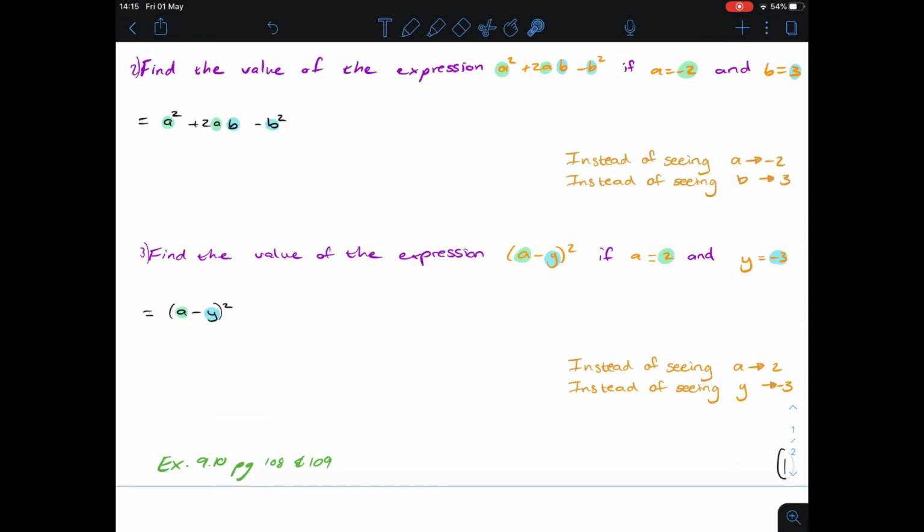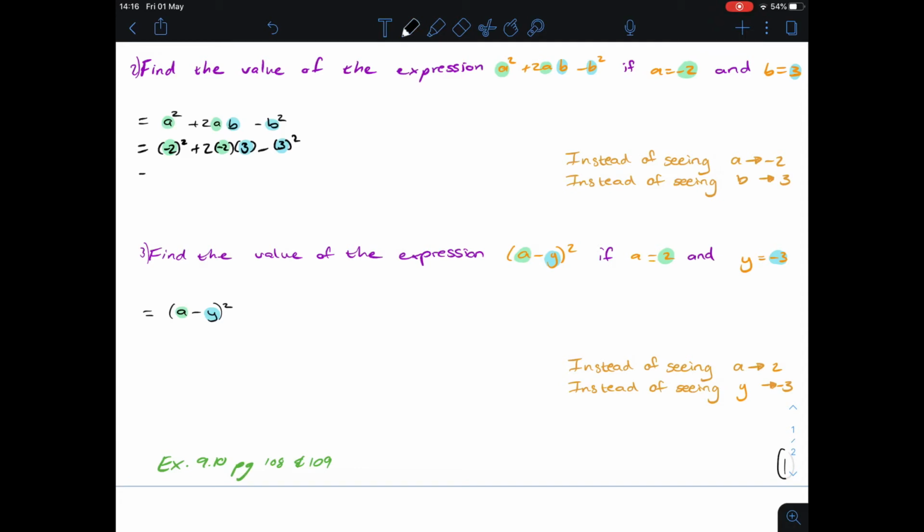Then for example 2, it says find the value of the expression a squared plus 2ab minus b squared if a is equal to negative 2 and b is equal to 3. So again, instead of seeing an a, I want to see negative 2, and instead of seeing a b, I want to see 3. So instead of the a, I need to see a negative 2, and it's still squared. Then plus the 2, and again, instead of the a, I want to see a negative 2. So again, the a is replaced by a negative 2. And then the b must be replaced by a 3. So instead of seeing the b, I need to see a 3. Minus b squared. So instead of the b, again, I want to see a 3.